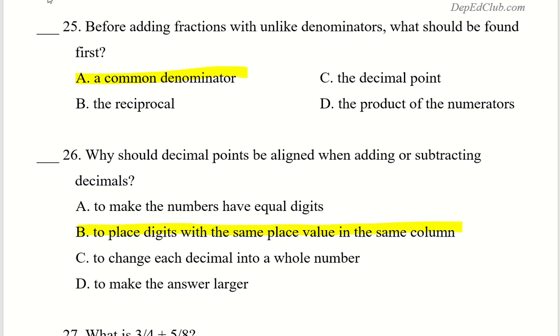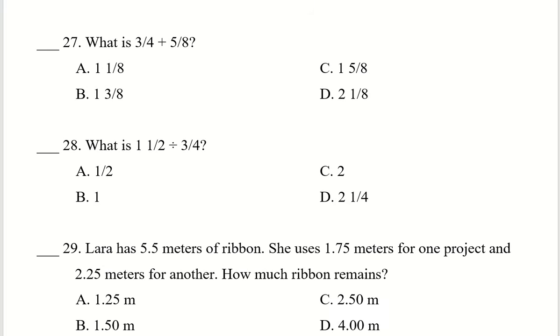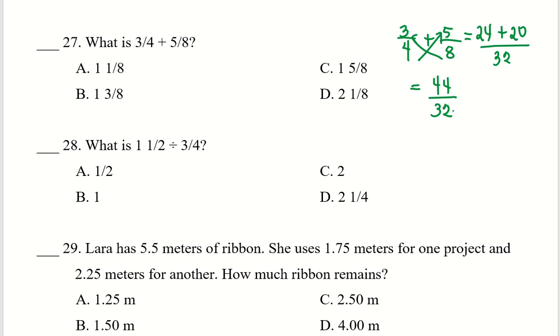27. What is 3/4 plus 5/8? You can apply the butterfly method or find the LCD. Just multiply across. 8 times 3 is 24. 4 times 5 is 20, over 4 times 8, that is 32. So this will be 44 over 32. We can divide both numbers by 4, and we get 11 over 8.